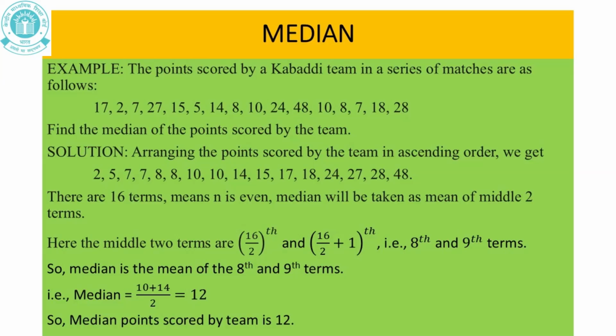There are 16 terms, means n is even. Median will be taken as the mean of the middle two terms. Here, the middle two terms are the 16 upon 2th and the (16 by 2 plus 1)th, that is the 8th and 9th terms. So, median is the mean of the 8th and 9th terms. That is, median equals 10 plus 14 divided by 2, which gives 12. So, the median points scored by the team is 12.